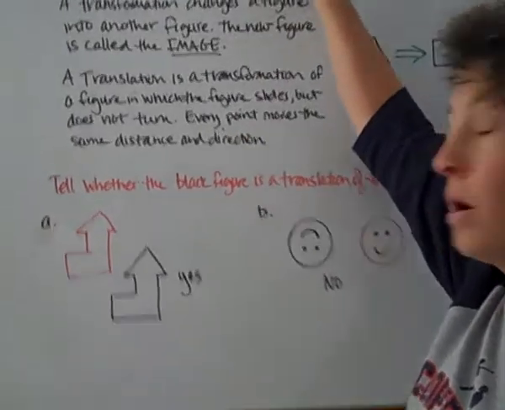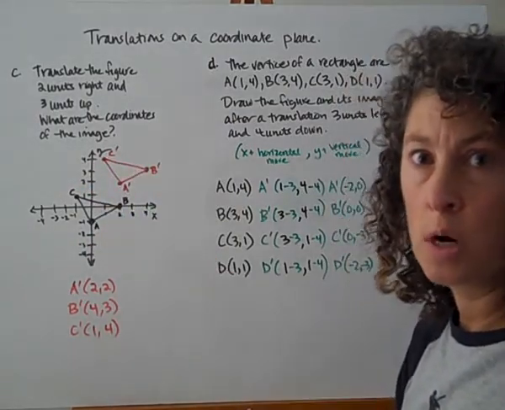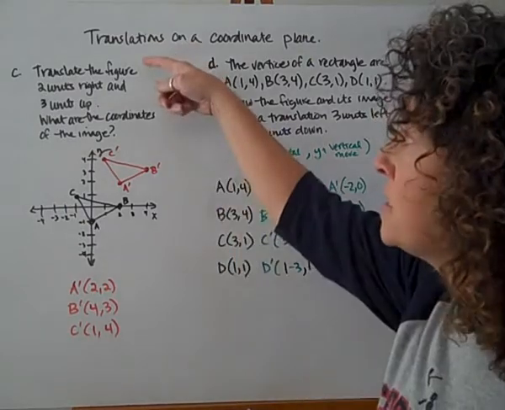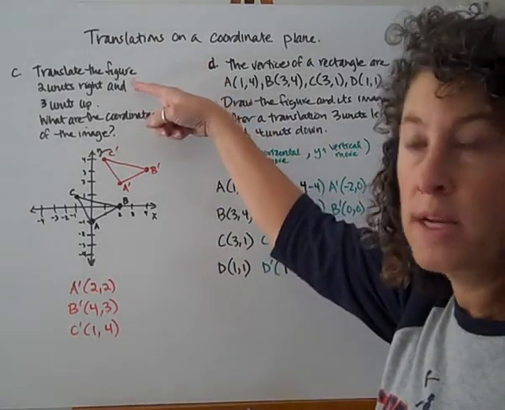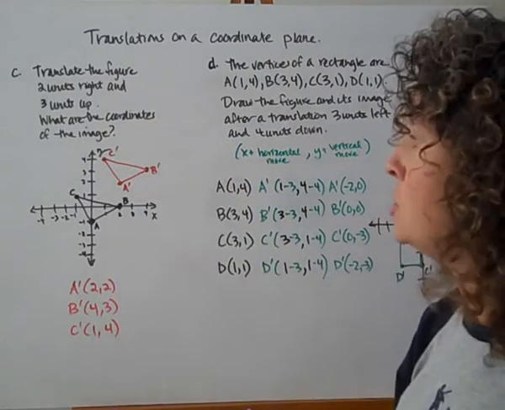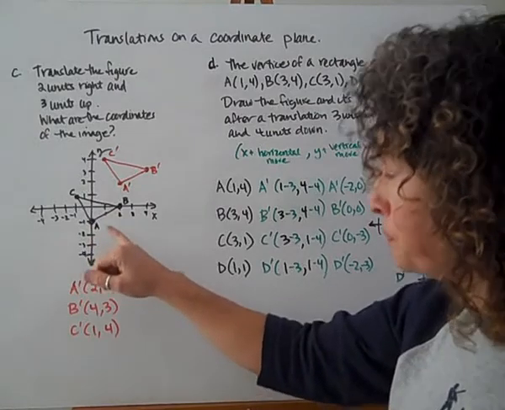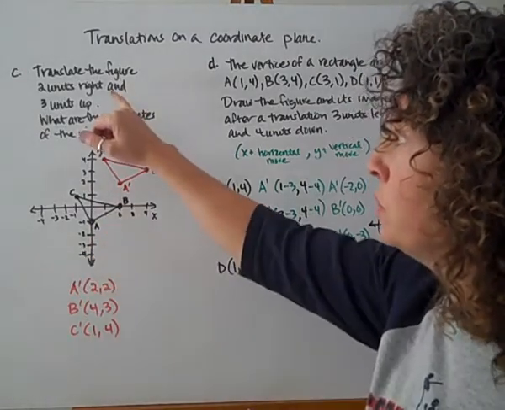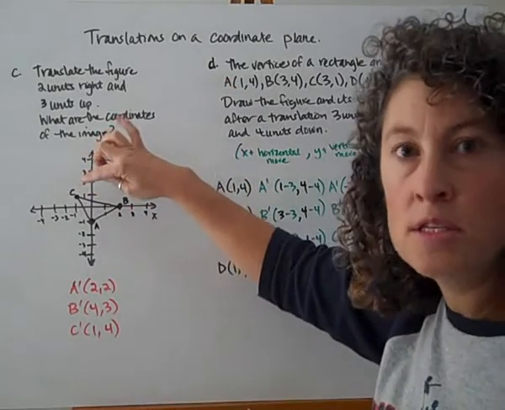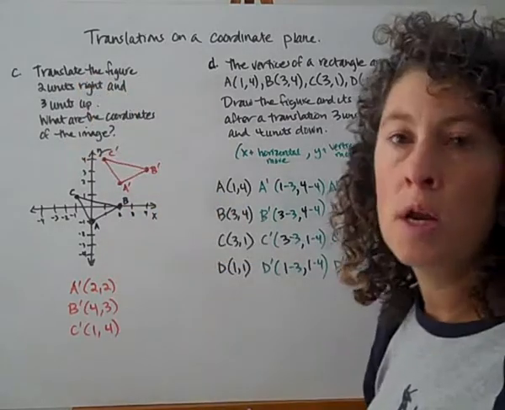All right, let's actually make our own translations now. And when we start working with translations, we're going to start working on the coordinate plane. So we should have plenty of graph paper for this. Translate the figure 2 units to the right and 3 units up. What are the coordinates of that image? So we're going to start here with our image that's drawn in black. And we're going to move it 2 units to the right and 3 units up. So every point in this figure needs to move the same distance in the same direction.